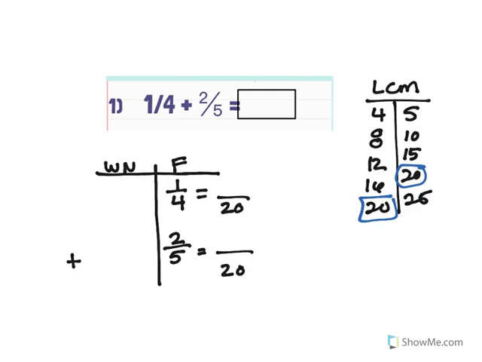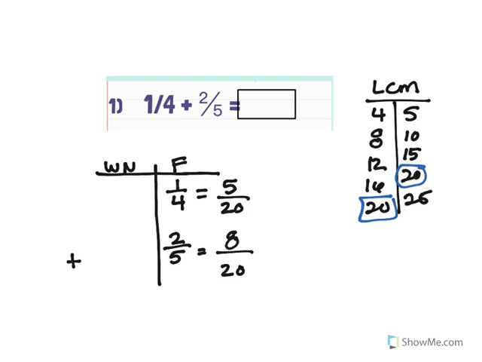Now I just have to convert 1/4 to 20ths. I know 4 became 20 by multiplying by 5. So I need to multiply the top by 5 as well to get my new numerator. We now have 5 20ths. Now we need to do the same thinking for 2/5. I know 5 times 4 gets me 20, so if I keep it equivalent and multiply the top by 4 as well, I get 8.